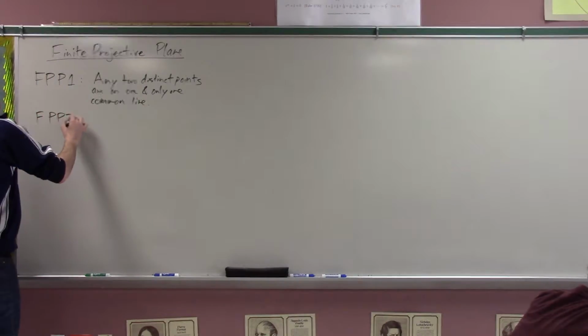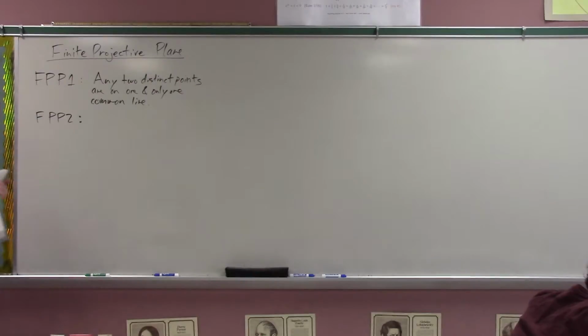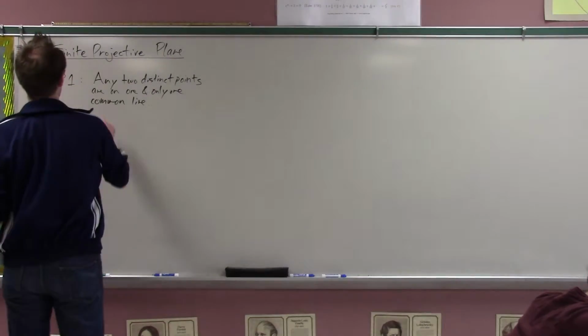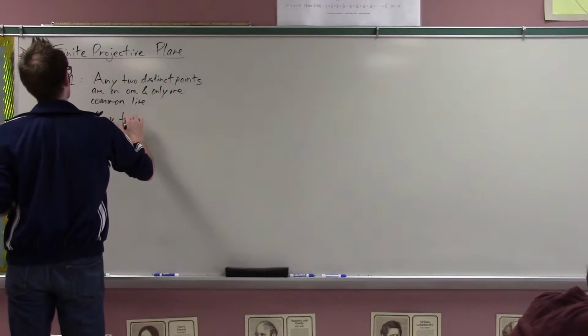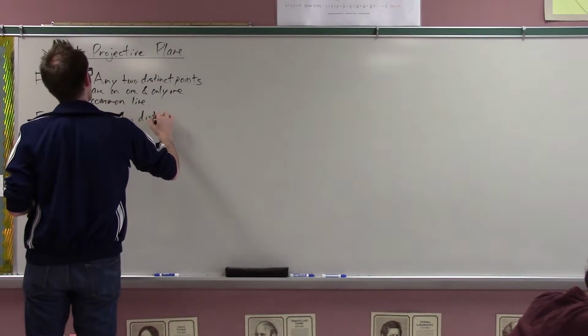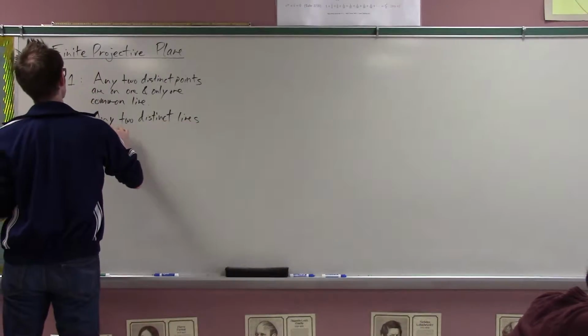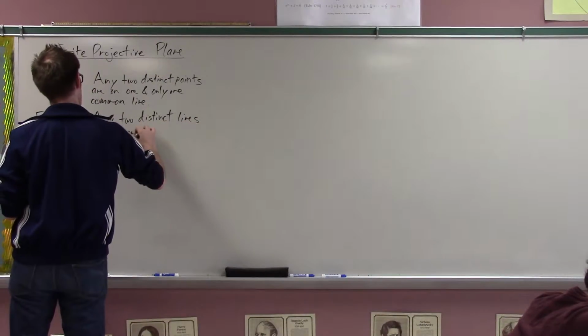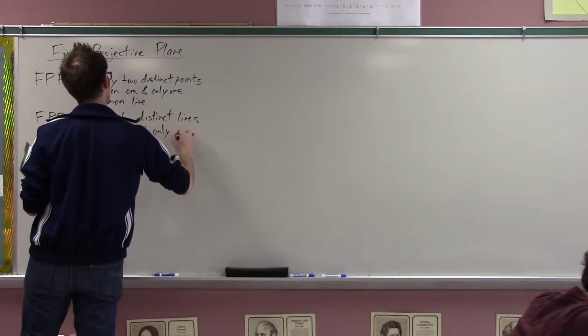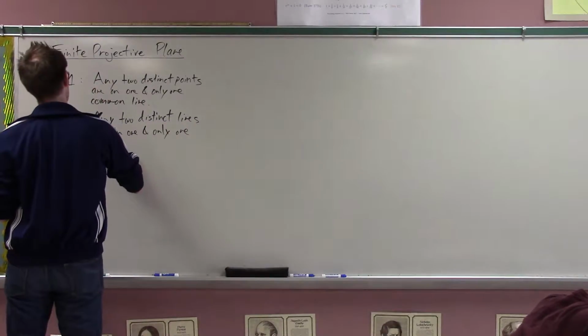FPP2 says something which sounds really, really similar, which is that any two distinct lines contain one and only one common point. Two distinct lines contain one and only one common point.